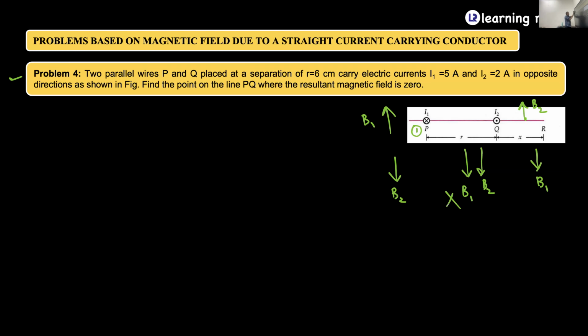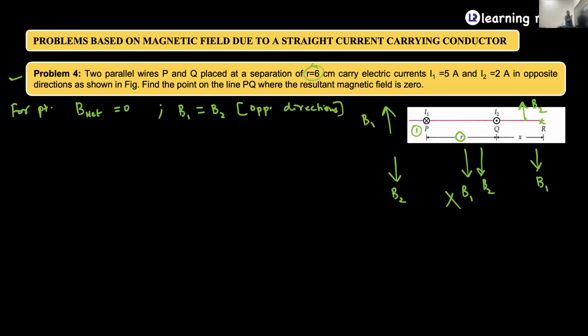Now, for the point where the net magnetic field is zero, what should be the condition? B1 should be equal to B2 and they should be in opposite directions. So let us assume that R is a point where the net magnetic field is zero. First thing to be noted is the distance between P and Q is given here. How much is that? 6 centimeters. That is R. This X is an unknown value. X is measured from where? It is measured from Q.